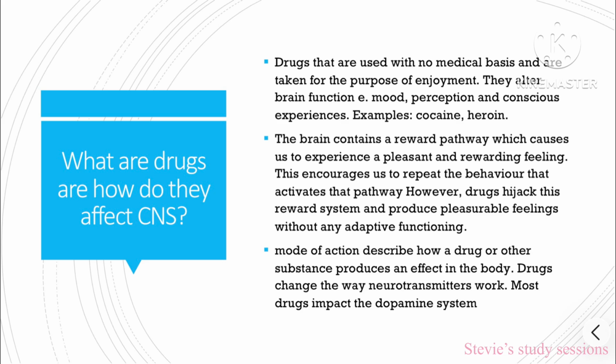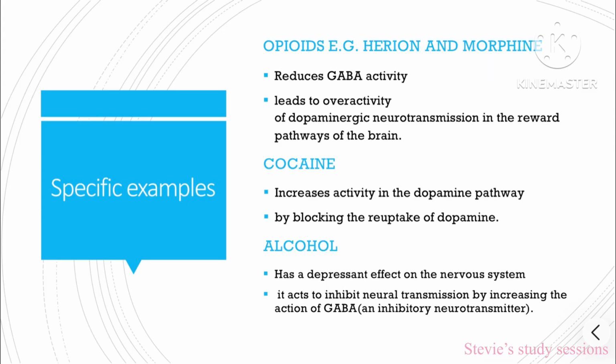The mode of action describes how a drug or any other substance produces an effect in the body. Drugs change the way neurotransmitters work. Most drugs have an impact on the dopamine system. Specific examples of drugs and how they affect the central nervous system. Opioids, for example heroin or morphine, reduce GABA activity. This leads to an overactivity of dopamine neurotransmitter in the reward pathway of the brain.